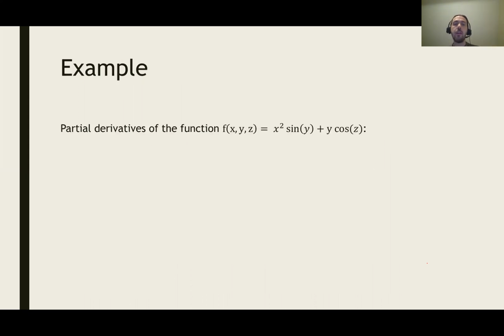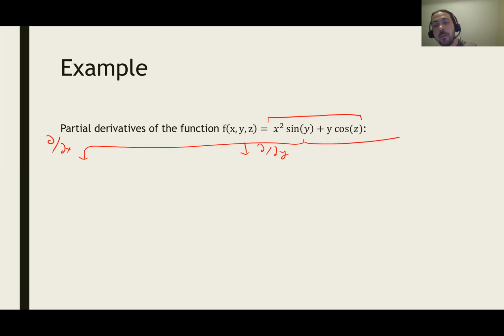So for example, let's say we wanted to calculate the partial derivatives of this function here, x squared sine y plus y cosine of z. This is a function that takes 3 inputs and produces 1 output. Because it has 3 inputs, it has 3 different partial derivatives. We could calculate the x partial derivative, the y partial derivative, or the z partial derivative. And when we do that, we get 3 different things that tell us how the function is changing when we change those inputs.